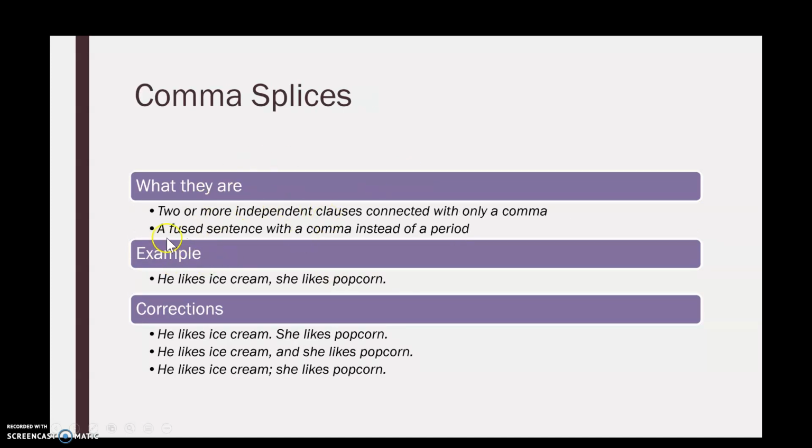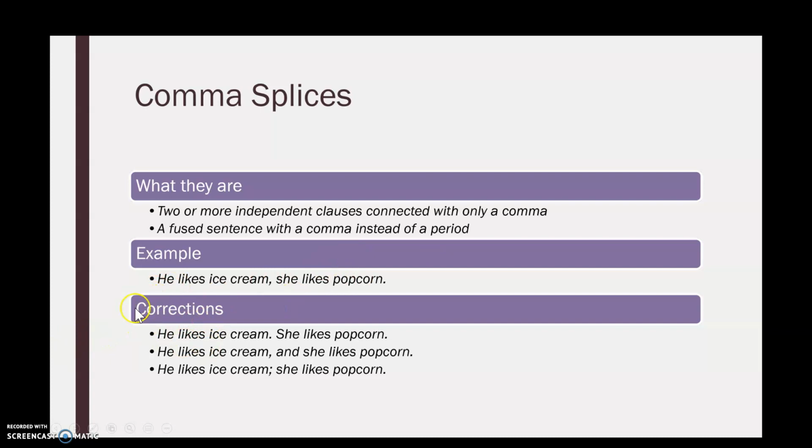So, comma splices. Comma splices are fused sentences with just a comma in between them. They are also 2 or more independent clauses, but they are still connected with only a comma, and a comma splice uses a comma where you could use a period. He likes ice cream, comma, she likes popcorn is an example. And again, you see you have the 2 independent clauses, but we just have a comma there, so that's not strong enough to join the 2 because they're independent clauses.